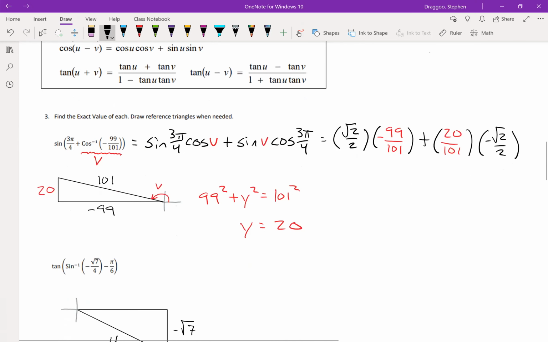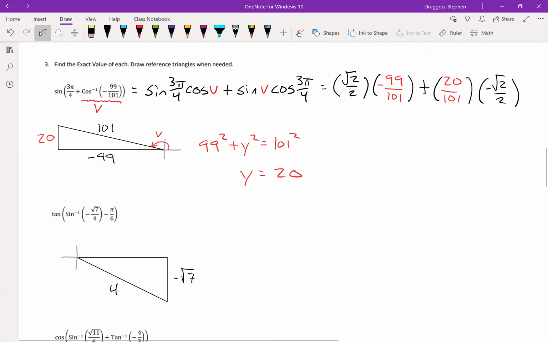Okay. On to our next one. We have the tangent of the sine inverse of negative root 7 over 4 minus pi over 6.